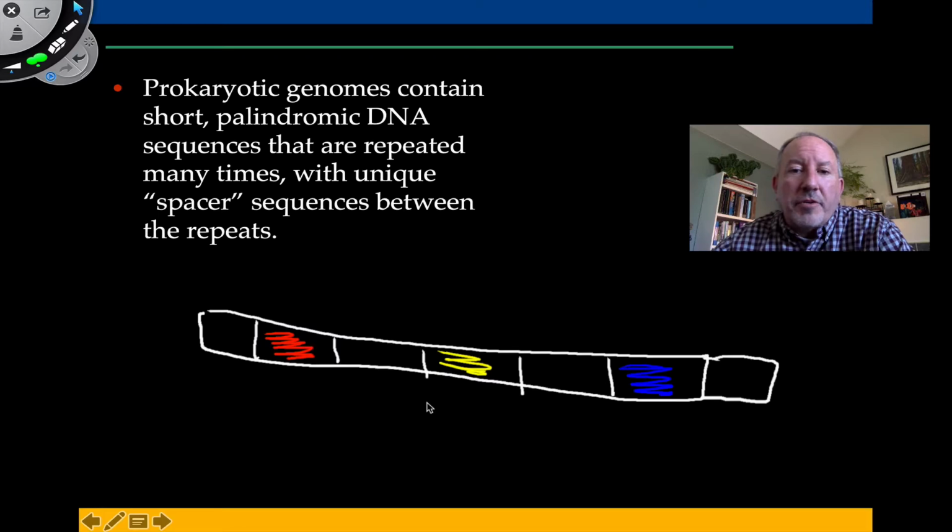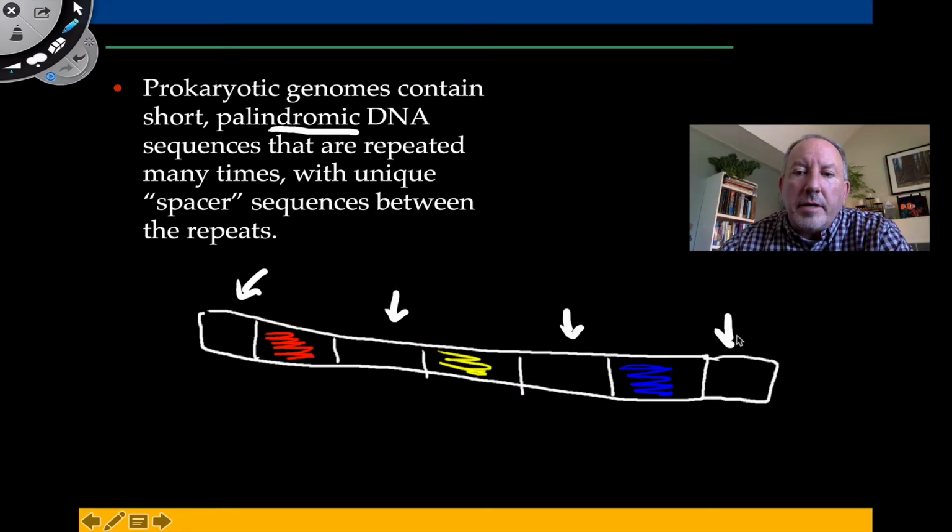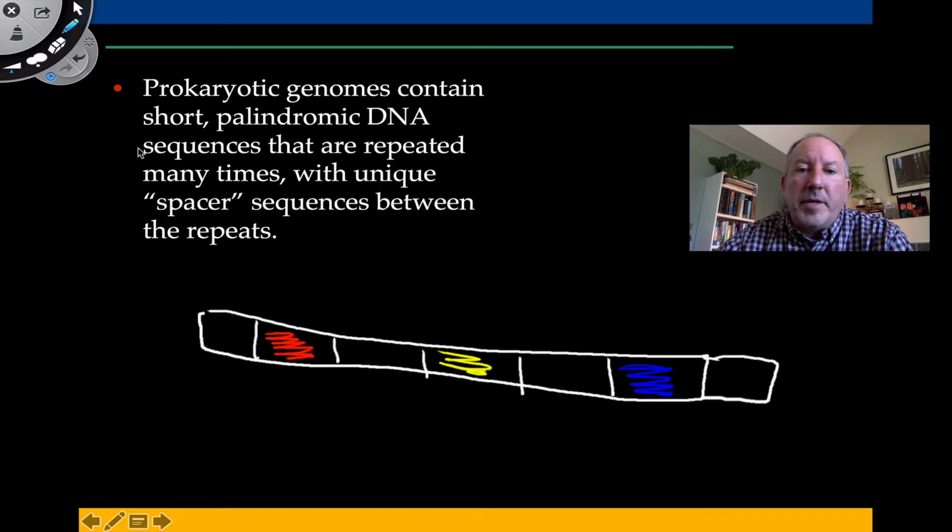And so let me start off officially by explaining what's happening here. Prokaryotic genomes contain short palindromic DNA sequences that are repeated many times over and over. What you have here in dark, let me just highlight it here, are short palindromic sequences that are repeating here and here and here and here, and they're interspersed by spacer sequences. These sequences right here called spacers are sequences of phage DNA that have been incorporated.